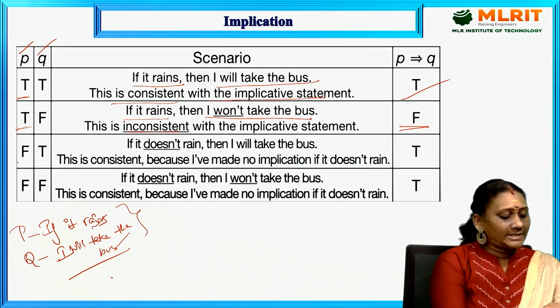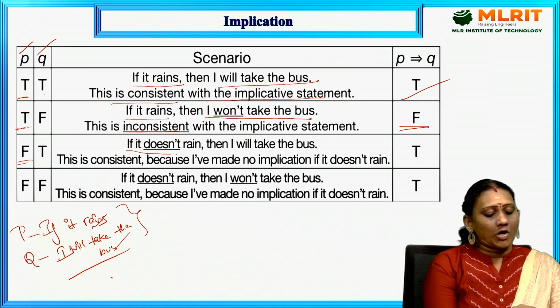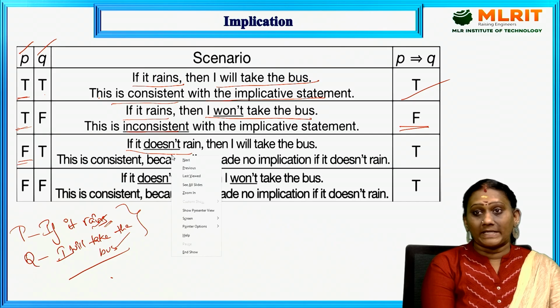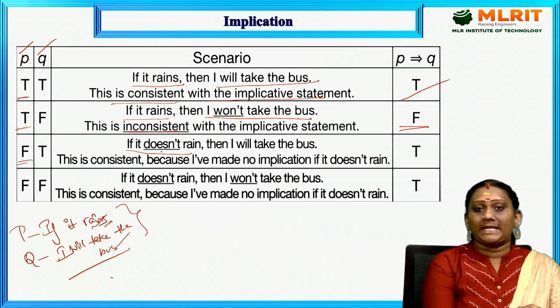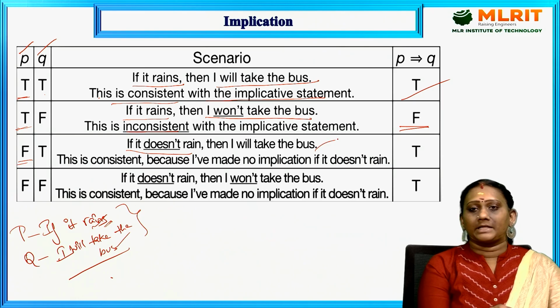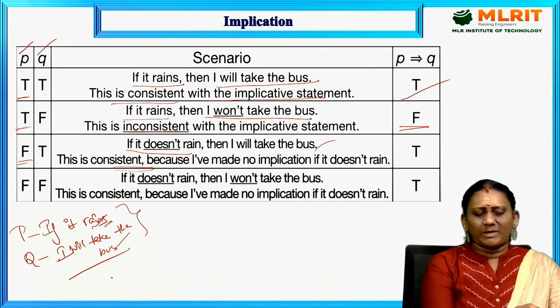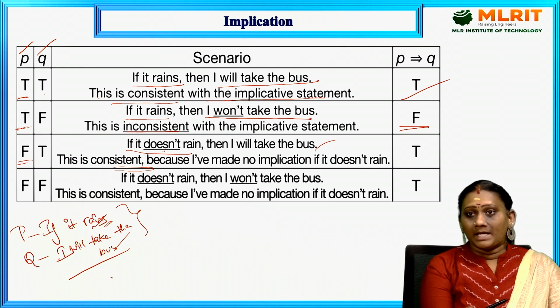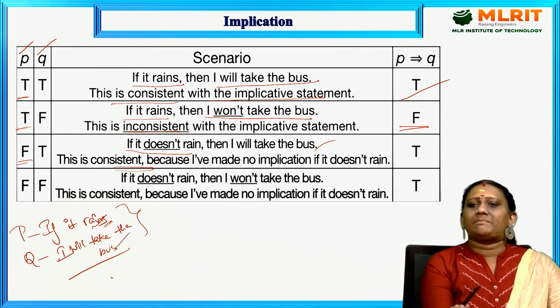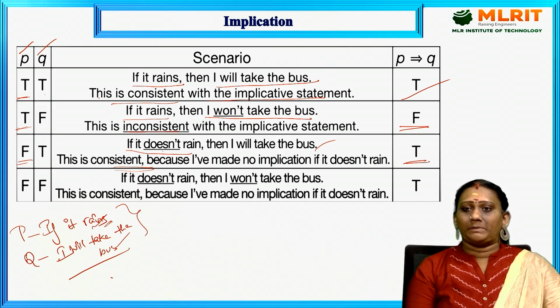So coming to the next combination, if it does not rain, the opposite of the first statement, it rains, is false. When it goes false, the opposite will be, it does not rain. Then I will take the bus. This is the second kind of statement. So this is consistent, because the first statement is not occurring, and then obviously the second statement may occur in some scenarios. So that particular output value will be true.